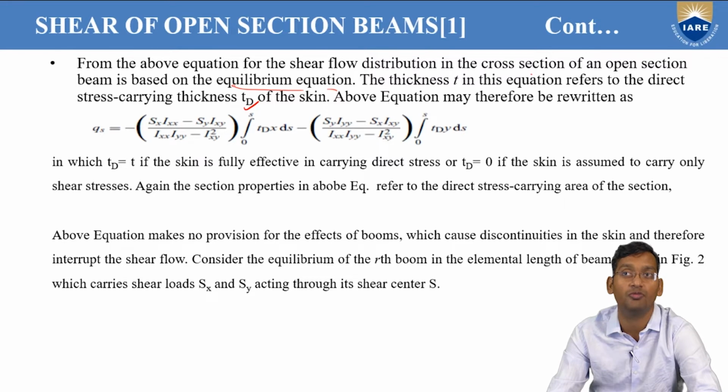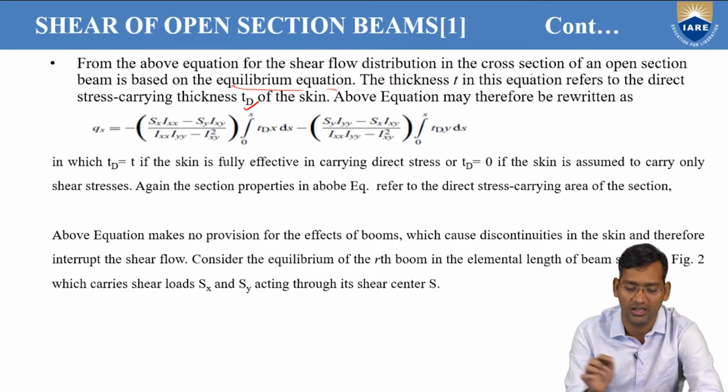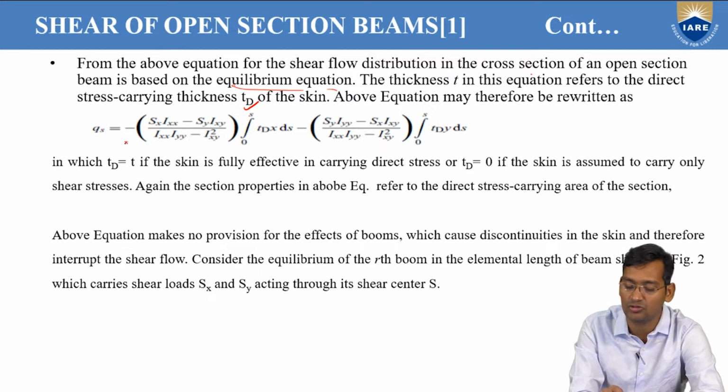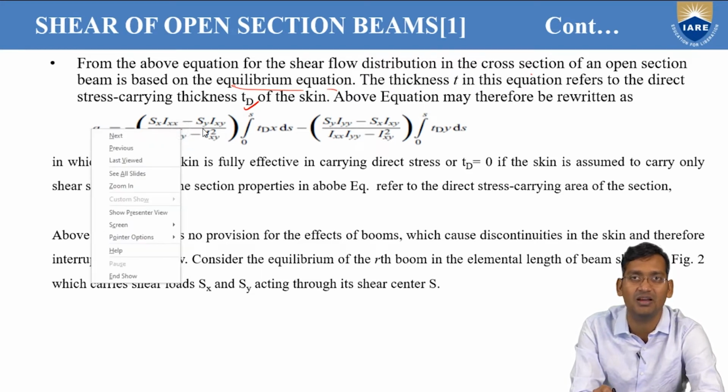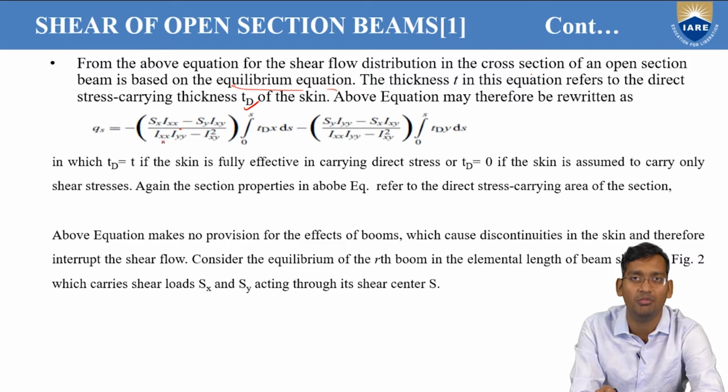The above equation may therefore be written as follows. Wherever T is there, just replace it with TD. So qs equals minus of (Sx Ixx minus Sy Ixy) by (Ixx Iyy minus Ixy squared) times the integral from 0 to s of TD x ds, minus (Sy Iyy minus Sx Ixy) by (Ixx Iyy minus Ixy squared) times the integral from 0 to s of TD y ds. So again, here T got replaced by TD.